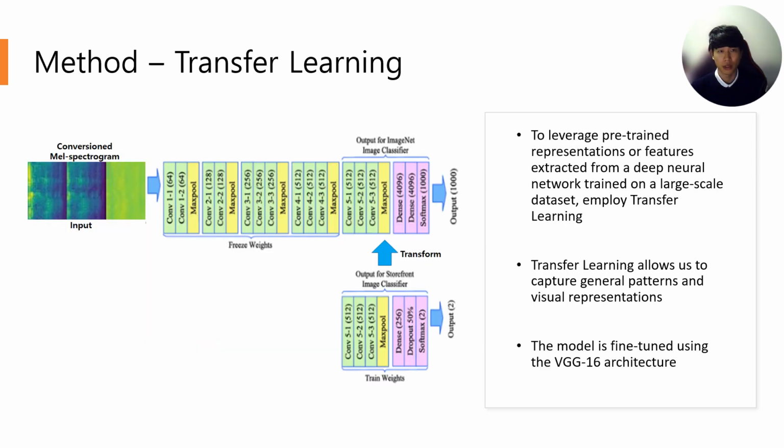The next method is transfer learning. To leverage pre-trained representations or features extracted from a deep neural network trained on a large-scale dataset, we employ transfer learning. Transfer learning allows us to capture general patterns and visual representations. The model is fine-tuned using the VGG16 architecture.